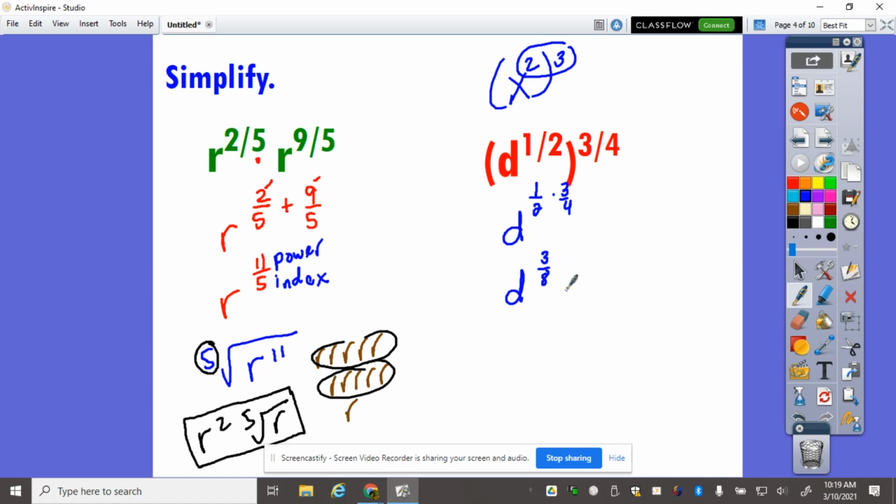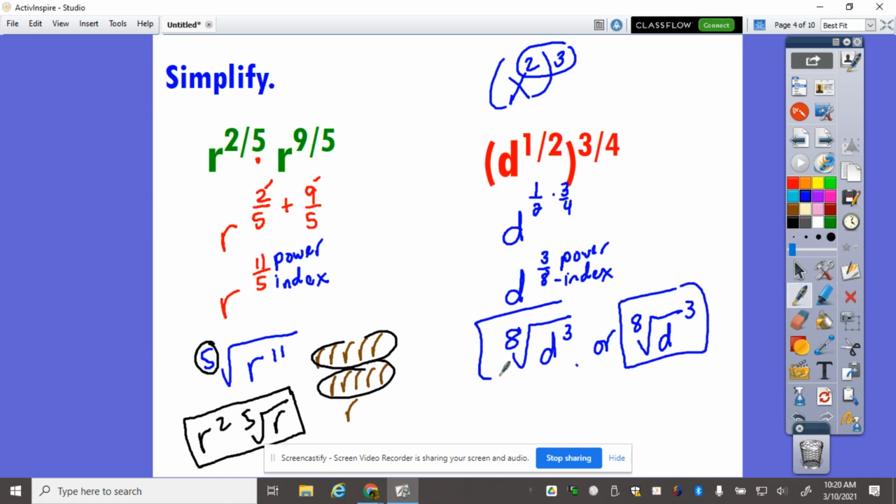And then we put it back in radical form. So 8th root, because that's the index, the denominator, and this is the power. 8th root of D to the third power. Or you should understand that you can write it as D to the third power to the 1/8. That's okay. They mean the same thing, okay? I want to make sure that's clear to you. In this case, I only have 3 D's, and that will not be enough to form a group of 8. So that means I'll leave the answer like that. And either of these two could be the answer.